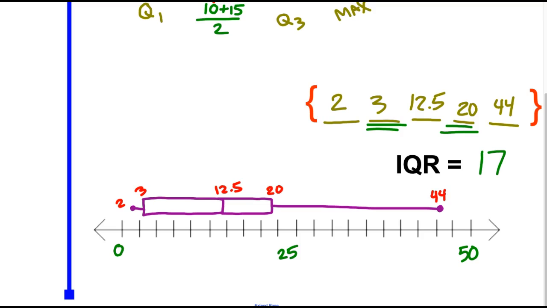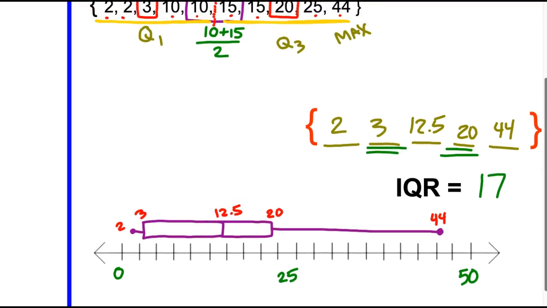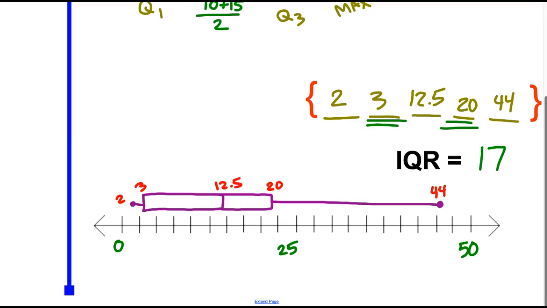So this shows us that the top 50%, from 12.5 to 44, is really spread out, right? 44 might be what you consider an outlier. Have you ever heard of that term, an outlier? Okay, so one way to calculate outliers is to take the median plus and minus 1.5 IQRs.